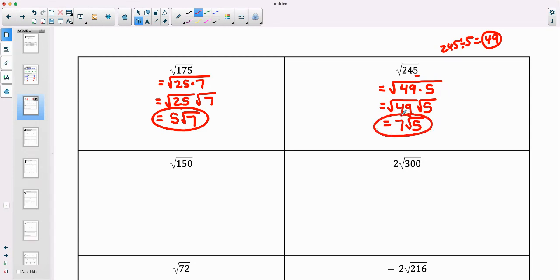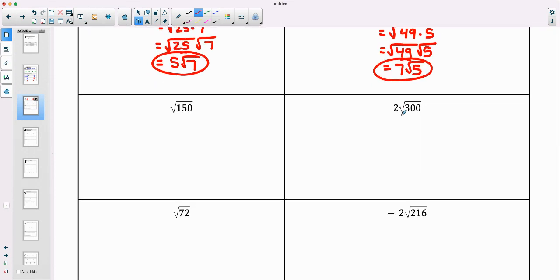And then we continue with the same types of problems. So I'll do the two on the left here before the two on the right, just because the two on the right have something different about them. 150 is another one that you could take 25 out of. So you could go square root of 25. 25 goes into 150 6 times. So we can write it as square root of 25 times square root of 6, which is 5 square root of 6.